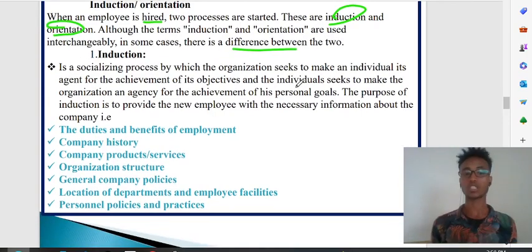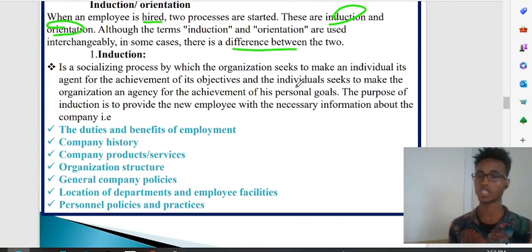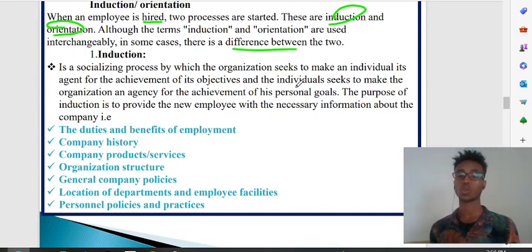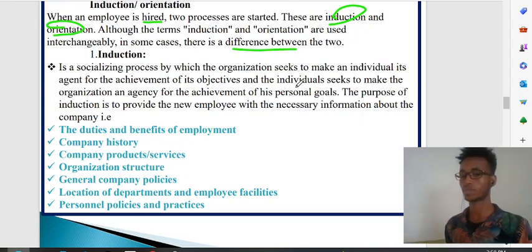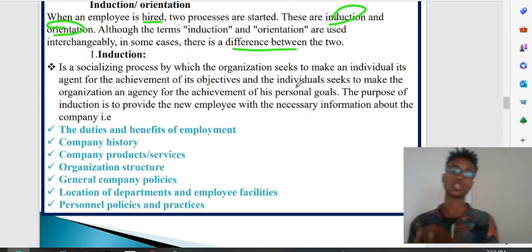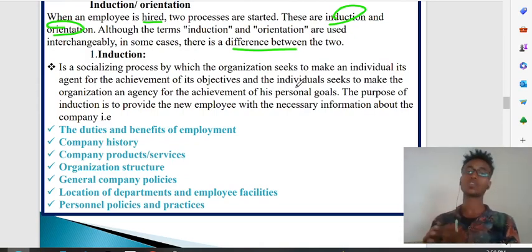In the case of induction, it is the socializing process by which the organization seeks to make the individual an agent for achievement of its objective, while the individual seeks to make the organization an agency for achievement of his or her personal goal.